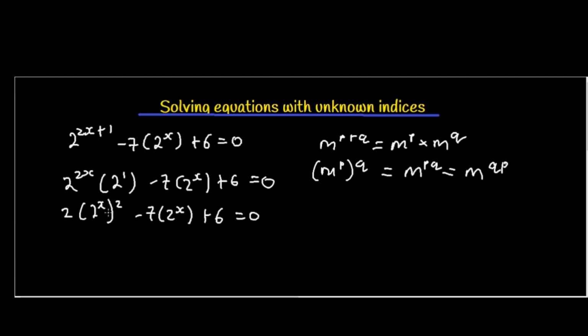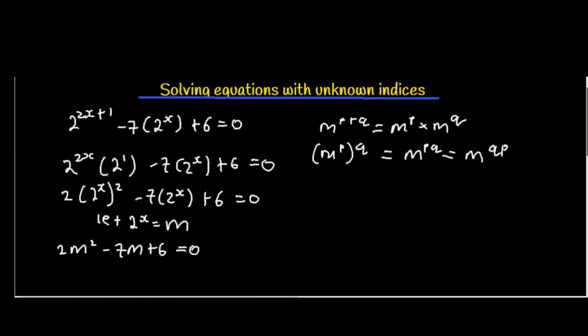When we reach this step, we can say let 2 to power x equal to m. After making that, our equation is going to be modified. Wherever there is 2 power x, we shall substitute that with m. So we shall have 2, this is going to be m, but then there is this other power here, take note of it so that you don't forget it. So we shall have 2m squared minus 7m plus 6 equal to 0, like that.